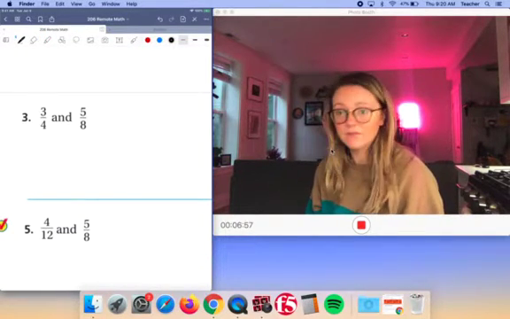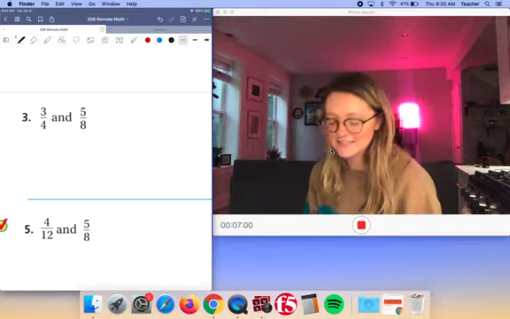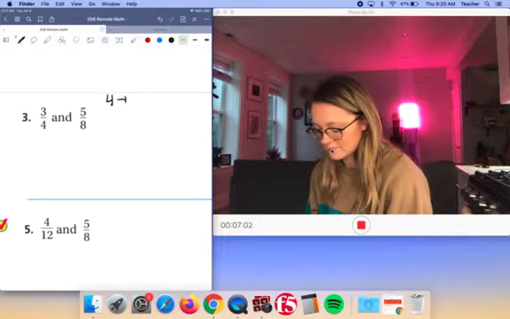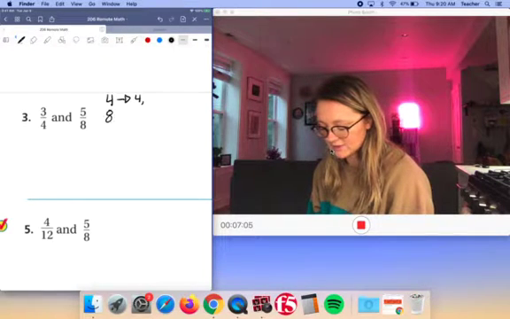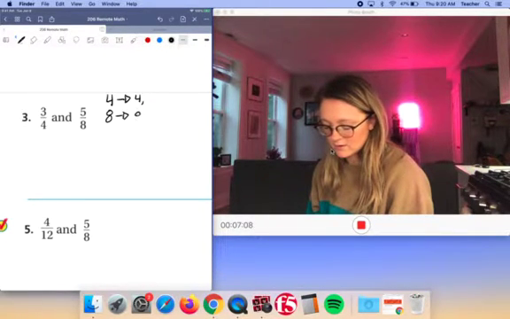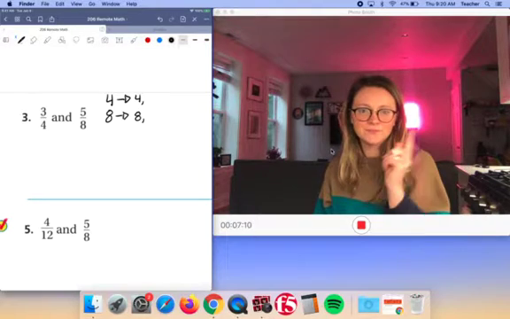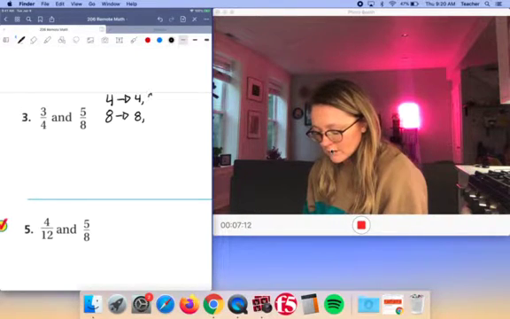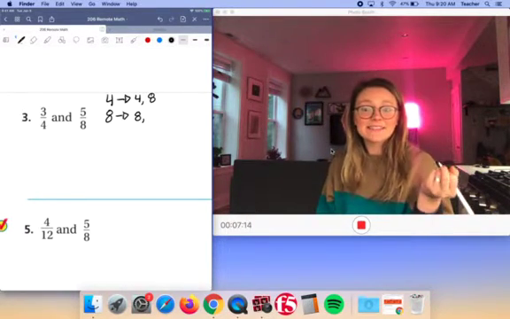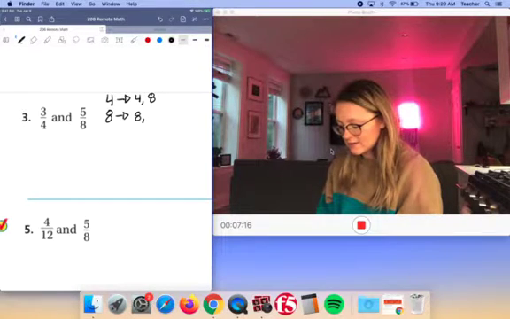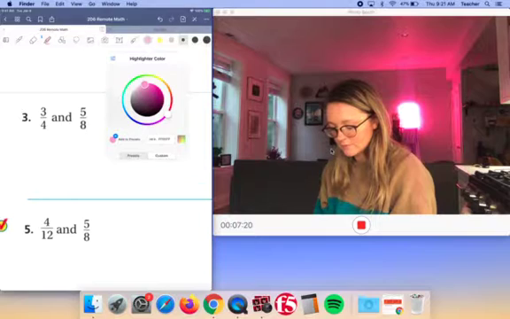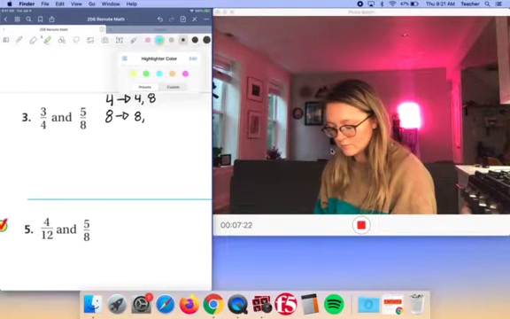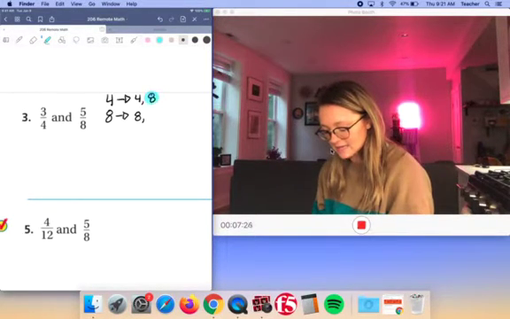This one says 3/4 and 5/8. So I'm going to start listing multiples of 4. And sometimes I like to do them like this. Multiples of 8. Do they have anything in common yet? Nope. Oh, I can stop because I already found a common multiple, which is 8.